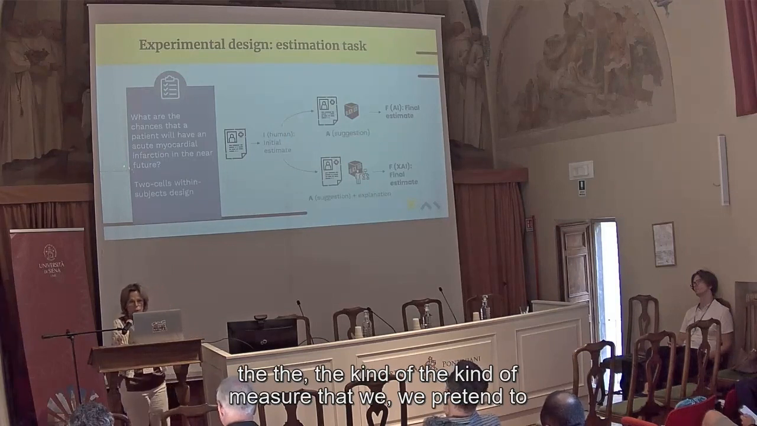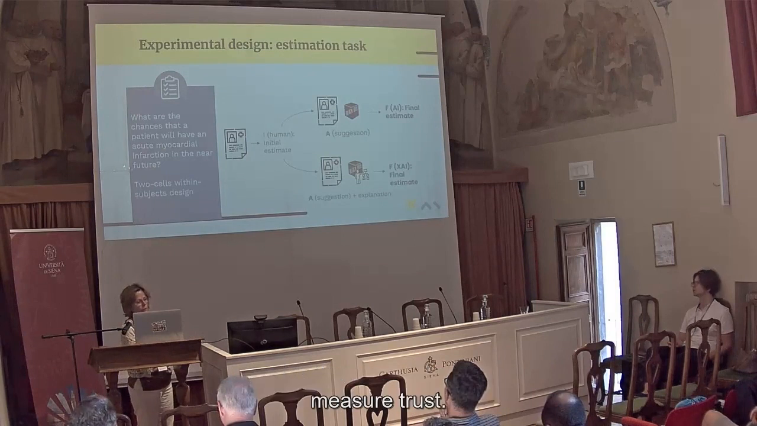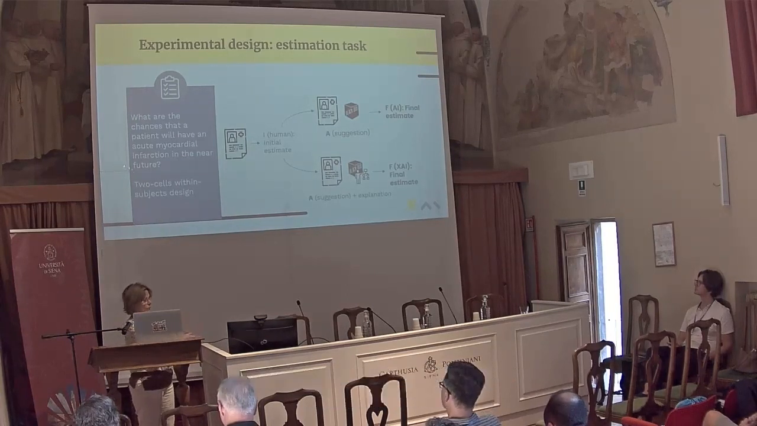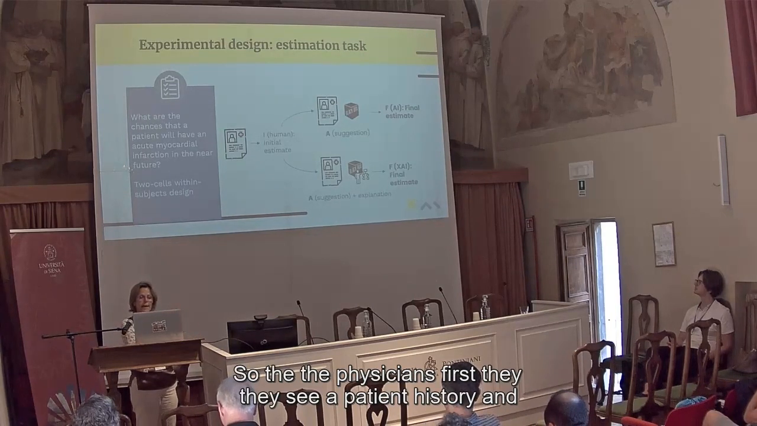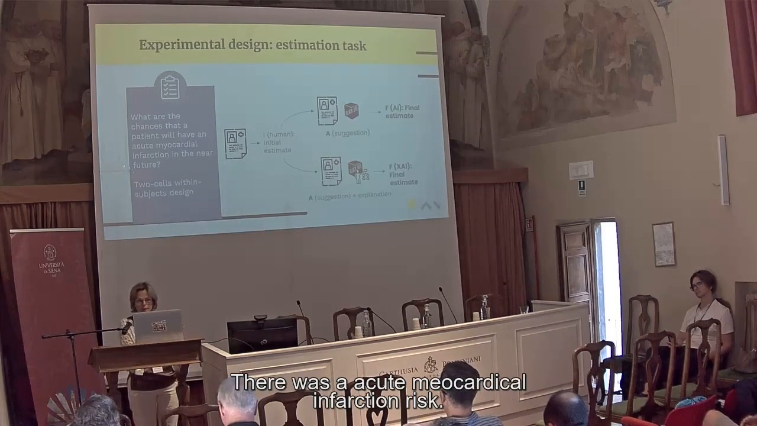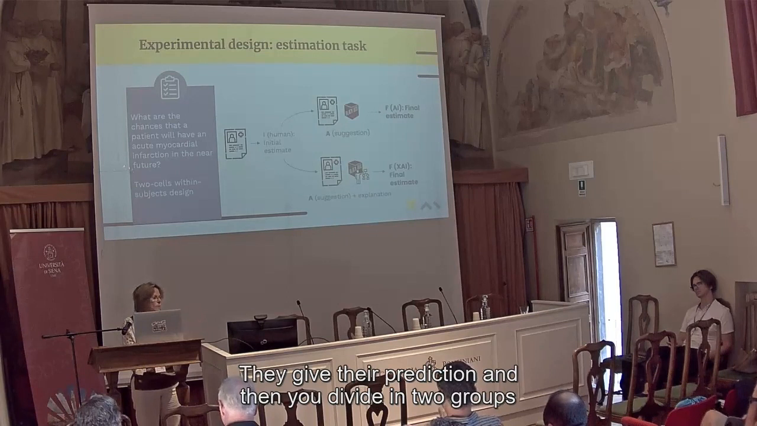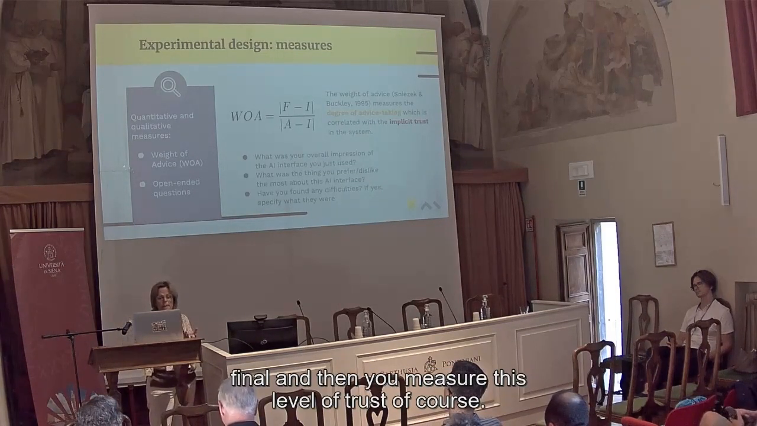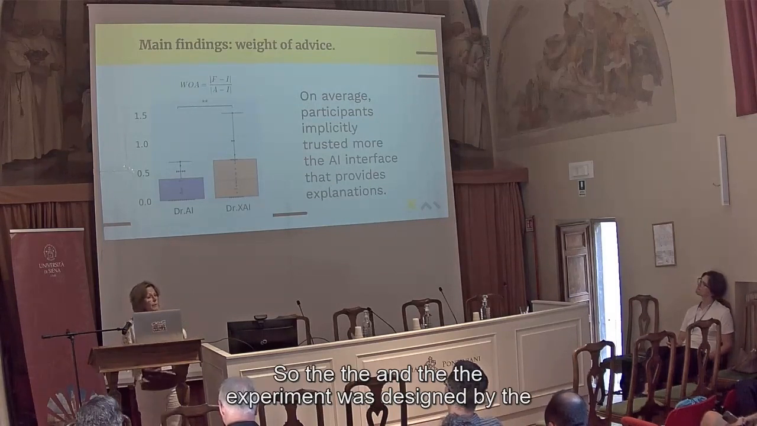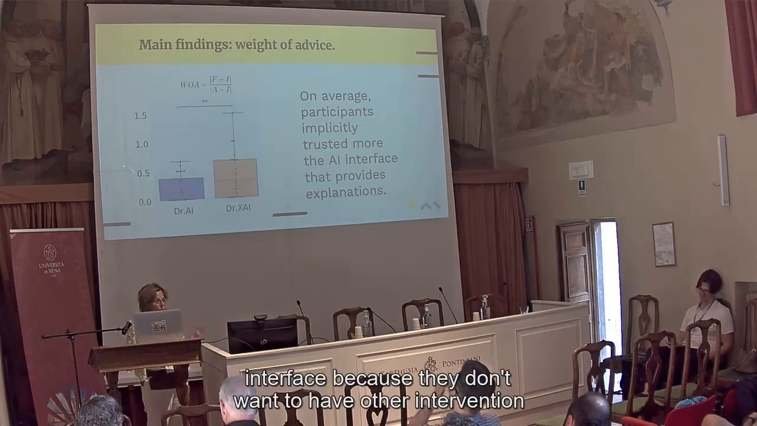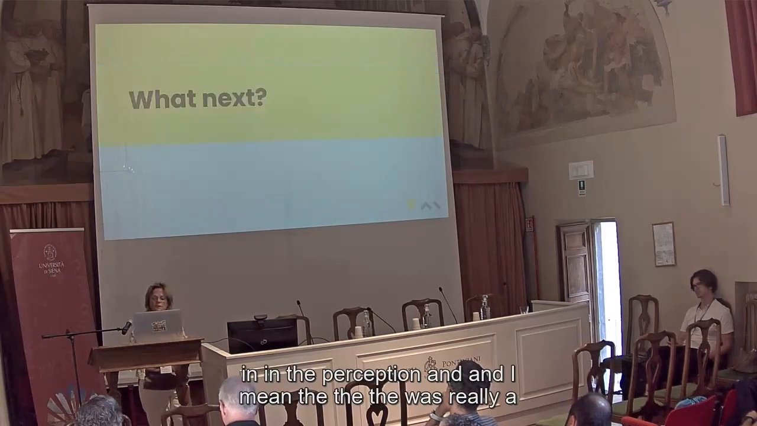And so essentially, the kind of measure that we pretend to measure is trust. The way we do it is like a medical trial. We ask the physicians first to do the prediction. They see a patient history, and then they give a prediction of the risk, which was acute myocardial infarction risk. Then you divide them in two groups, one with explanation, one without explanation, and then you ask for the final decision and measure the level of trust. Of course, the experiment was designed by psychologists, not by us, and we made a very essential interface, because they don't want other interventions in the perception, and it was really a positive answer.